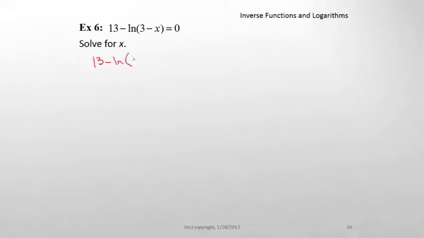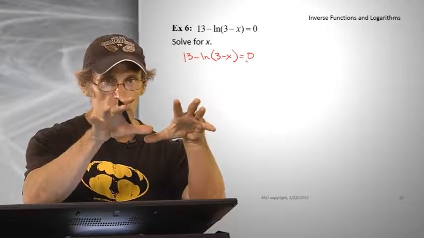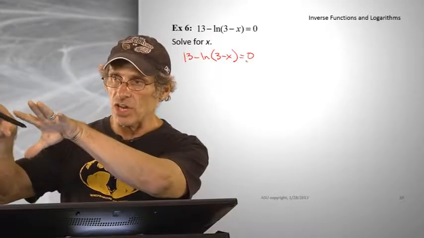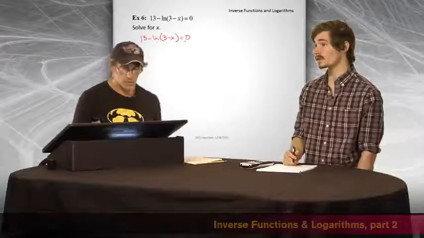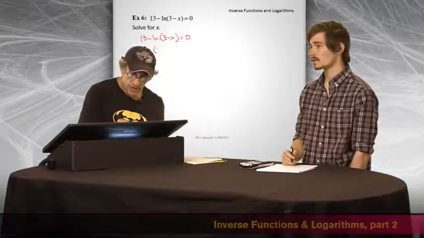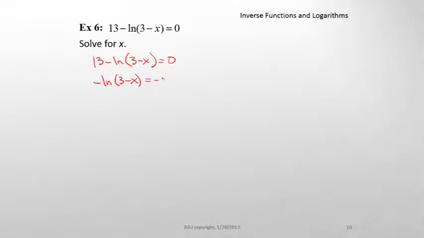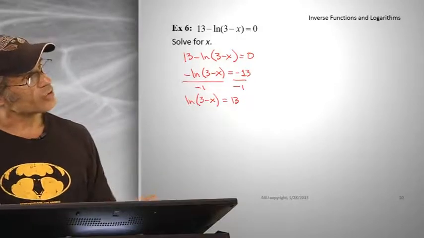What does that mean? What will be my first step? I'm not sure. All right. I want the natural log by itself on one side of the equation, everything else on the other. Okay. So you would start by subtracting the 13. And then I really want natural logarithm equal to a number. So divide by -1. So this leaves the natural log of what on the left? Natural log of 3 minus x. And what's left on the right? 13.